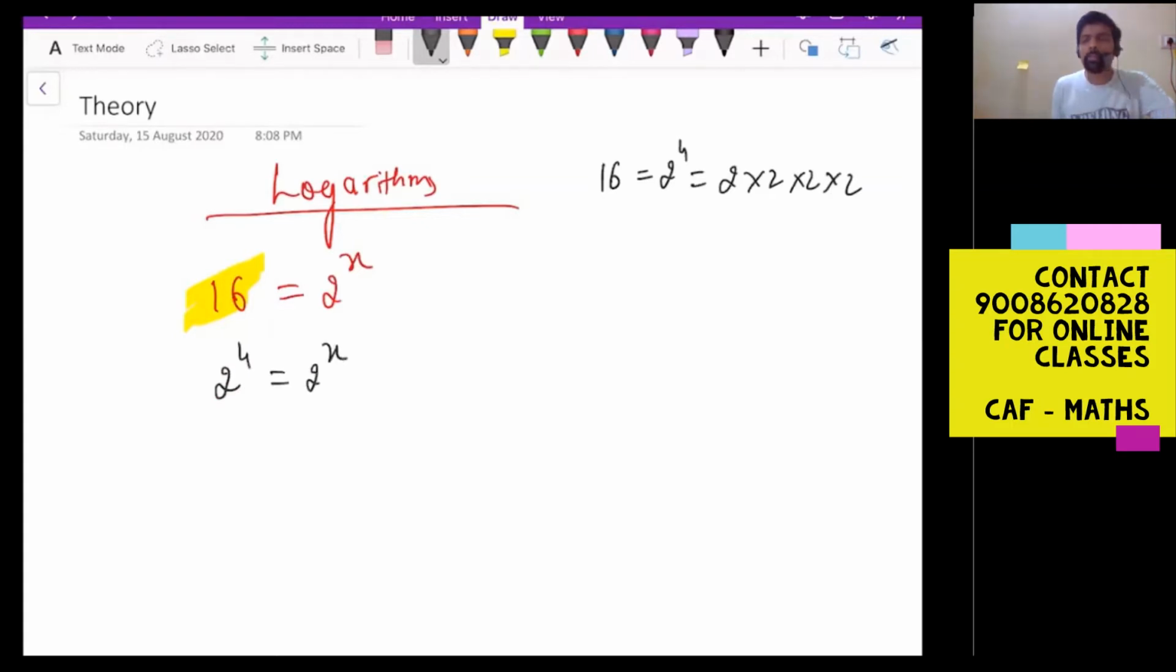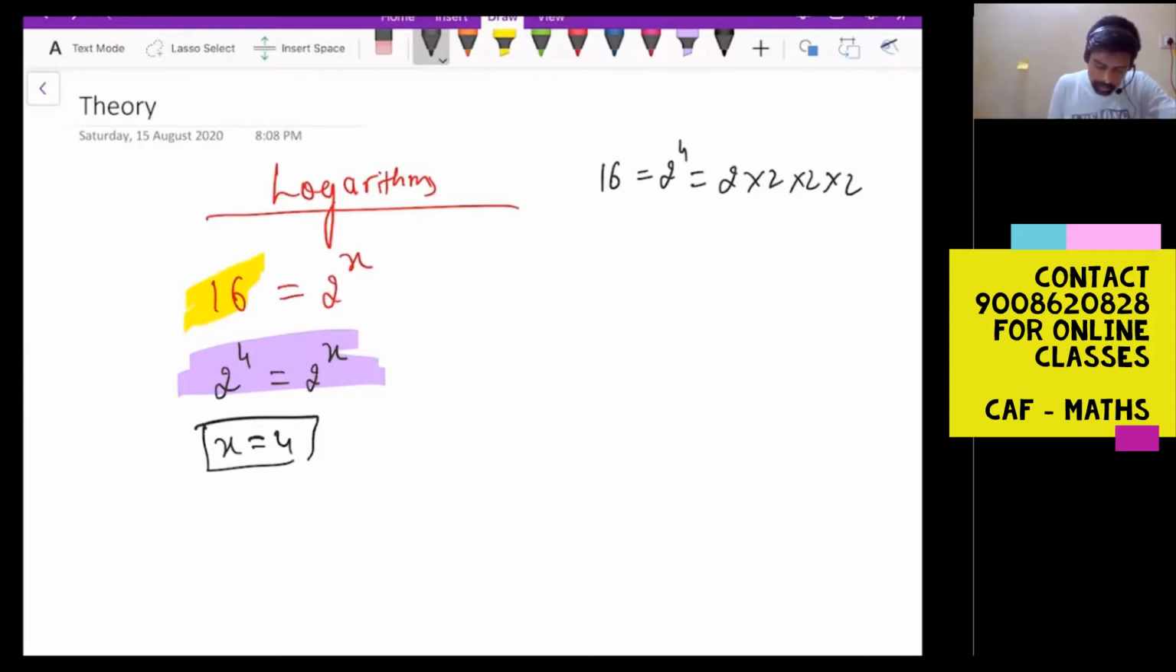So 2 to the power 4 is equal to 2 to the power x. Now, in between we have an equal sign and the bases are the same. If the bases are the same, the exponents have to be the same, correct? So the value of x will be 4. I hope you are getting this. Are you getting this? Just chat with me. So here the question is to find the x value, and 16 can be written as 2 to the power 4, correct?